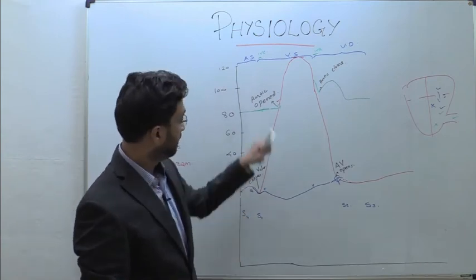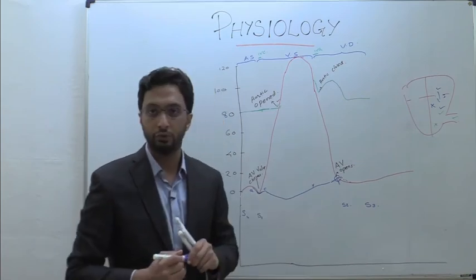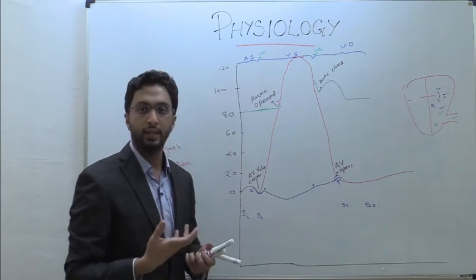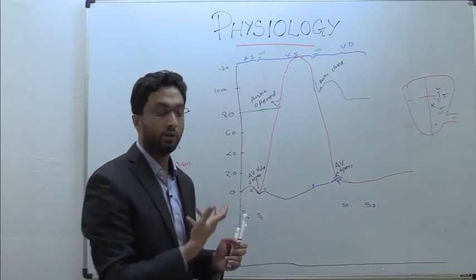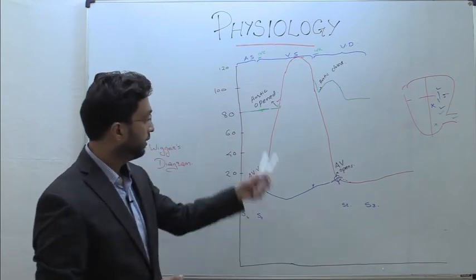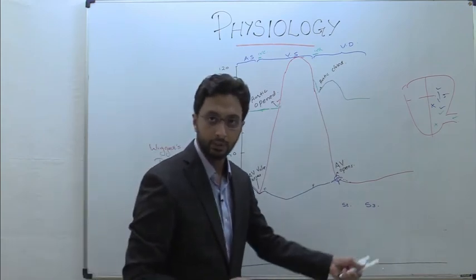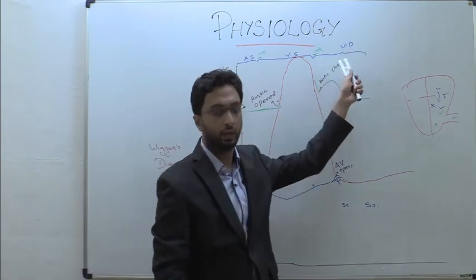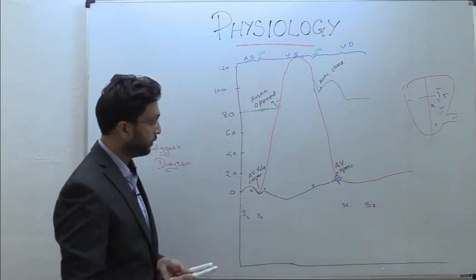So S1, AV valve closure. They will ask you where the heart sounds are located. They will give you the picture. You will know it theoretically, but without learning this, you won't be able to represent it on a diagram. So S1 is here, S2 is here, aortic valve closure. S3 is rapid filling. See the diagram which I provided you. There is clearly mentioned, initially rapid filling and then slow filling. So S3, then S4 is here.